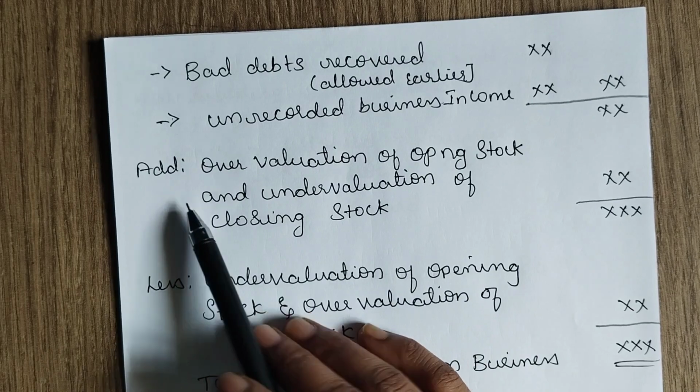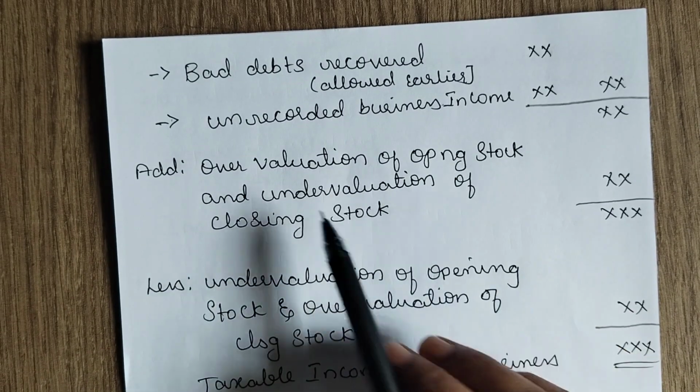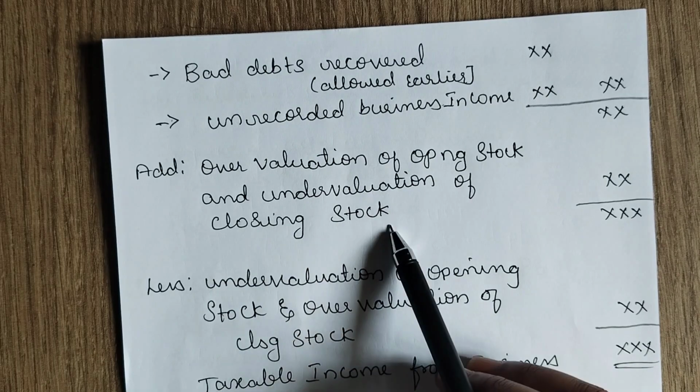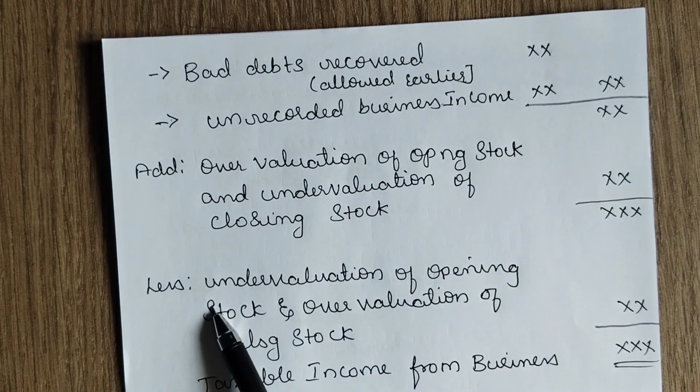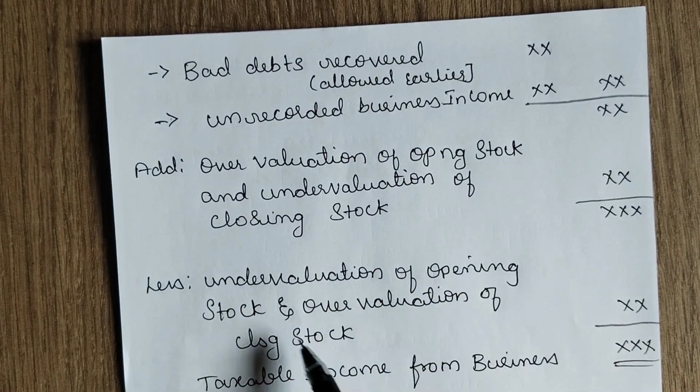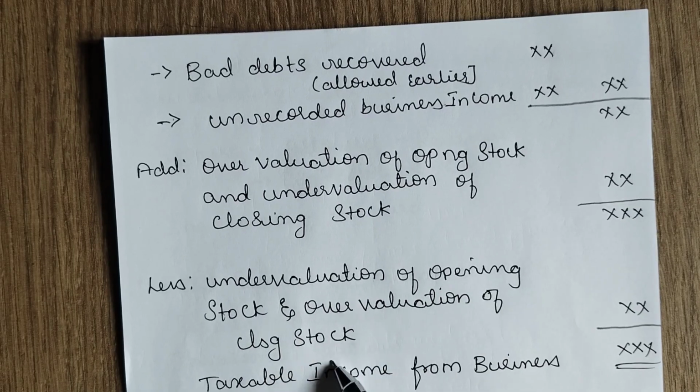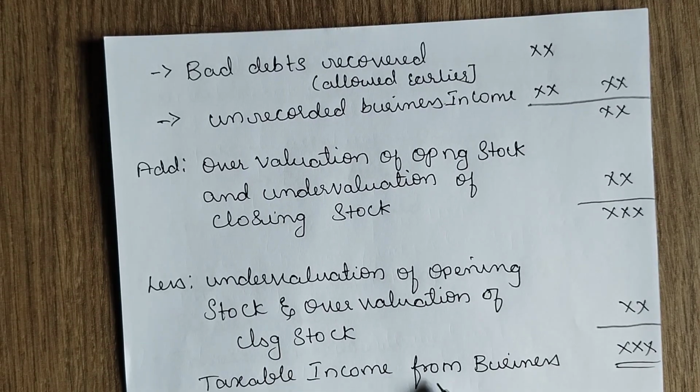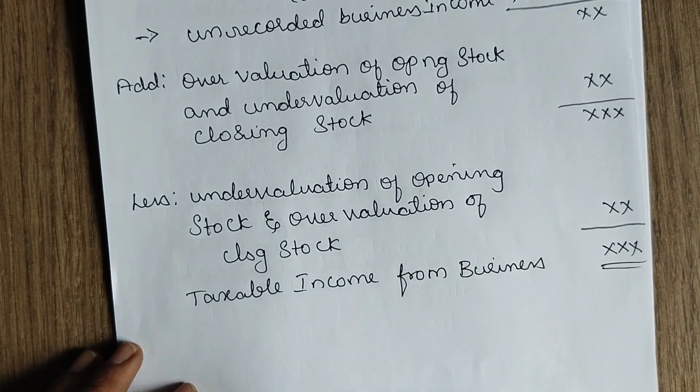Then you need to add overvaluation of opening stock and undervaluation of the closing stock. Then you need to deduct undervaluation of the opening stock and overvaluation of the closing stock. Then we will get taxable income from business.